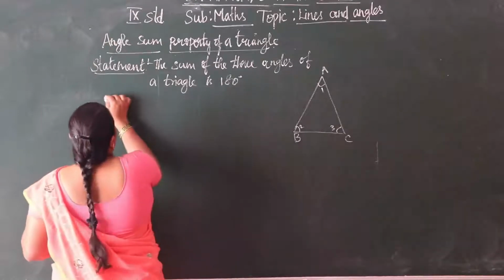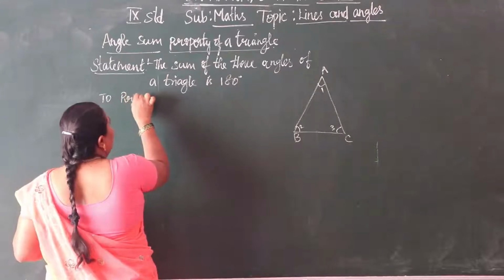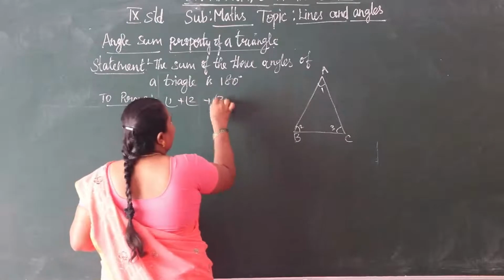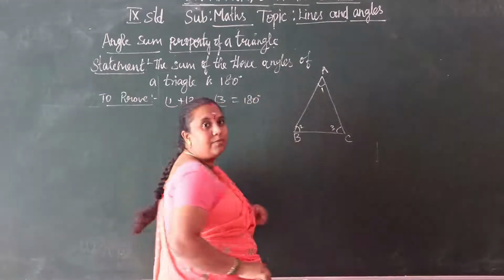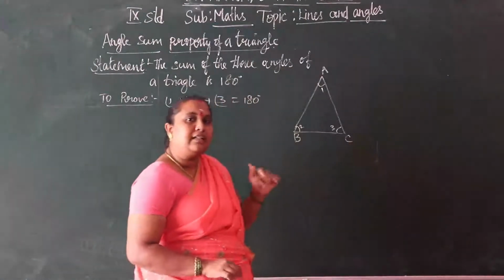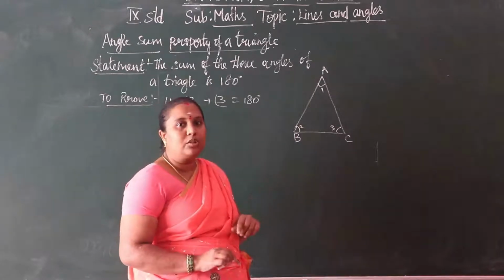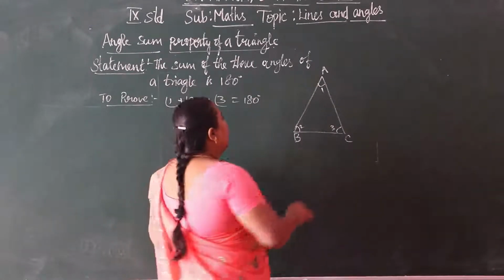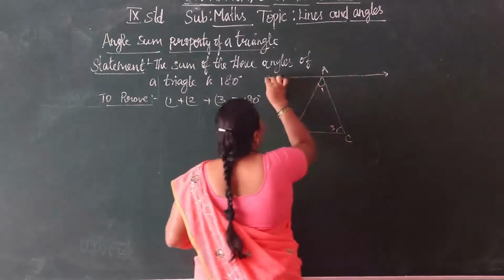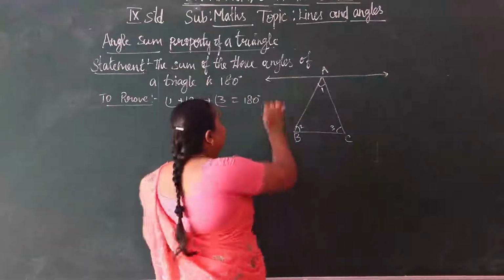So now next we want to prove. What we want to prove? Here angle 1 plus angle 2 plus angle 3 equals to 180 degree. This we want to prove. So for this, construct some straight line to prove this property. Here we are constructing a line segment BE.